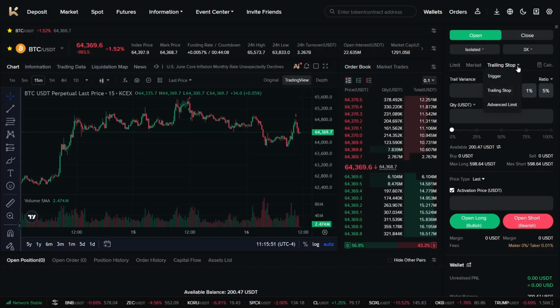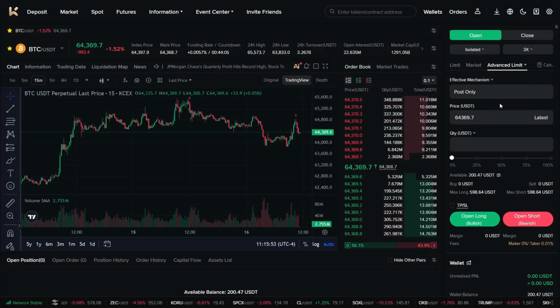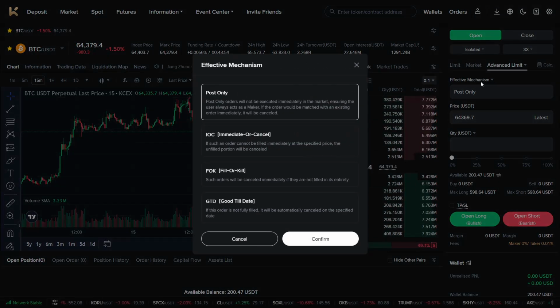Under trailing stop, we then have advanced limit orders. We have a few different options for this. We have post only, IOC, FOK, or GTD. Post only keeps the order as a maker order. If it would fill immediately, KCEX cancels it.